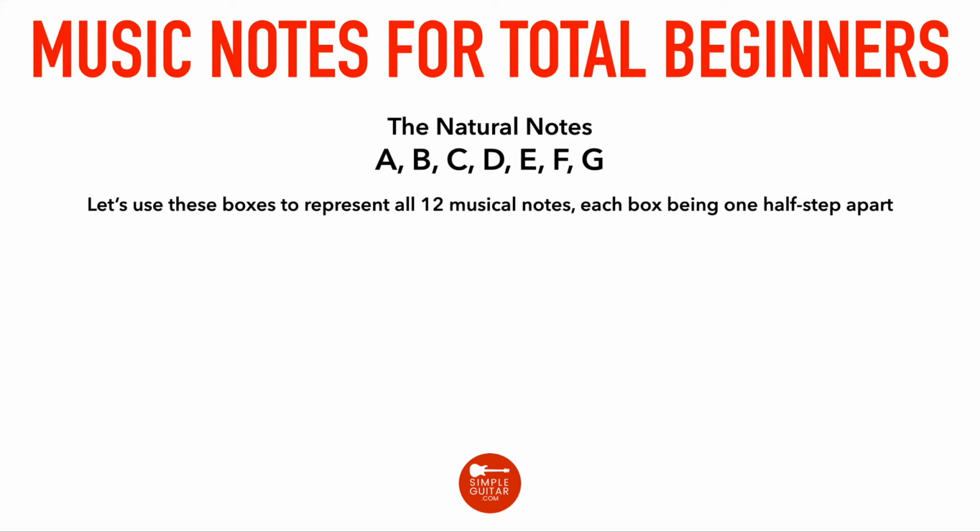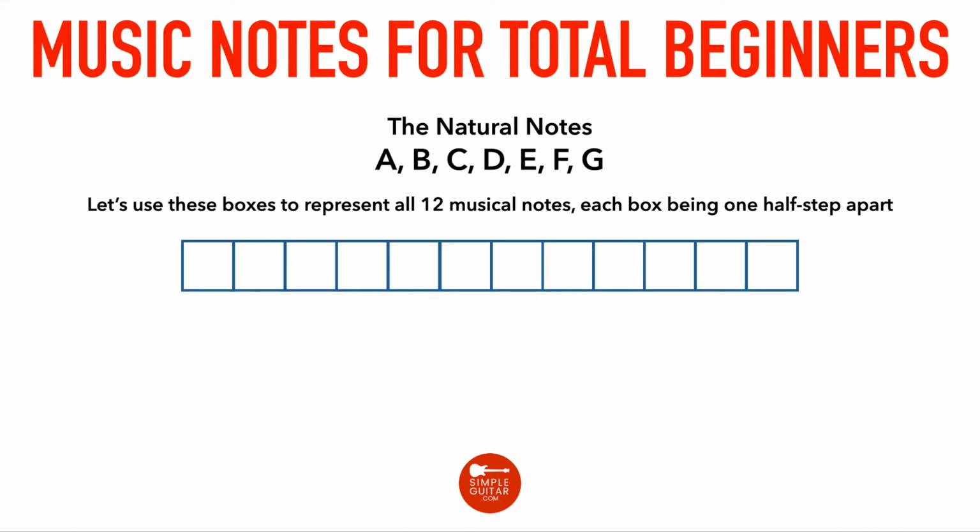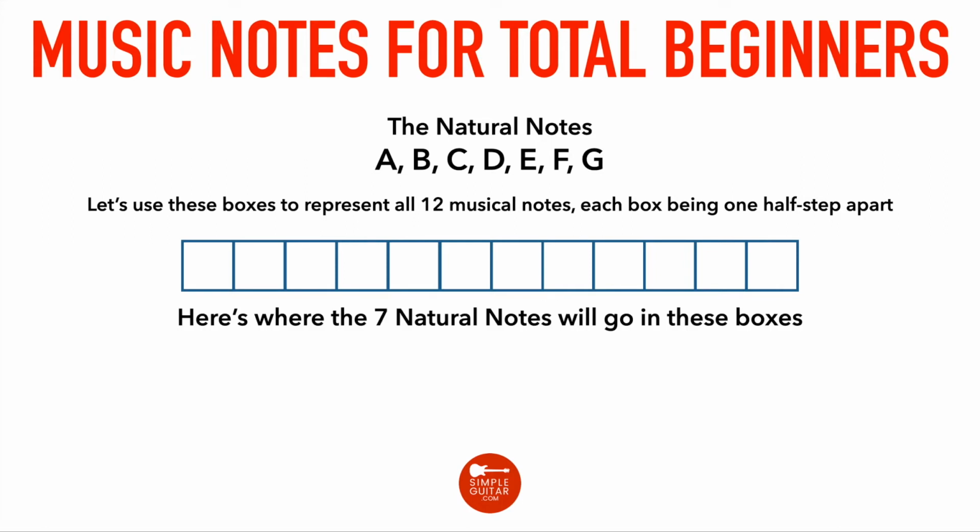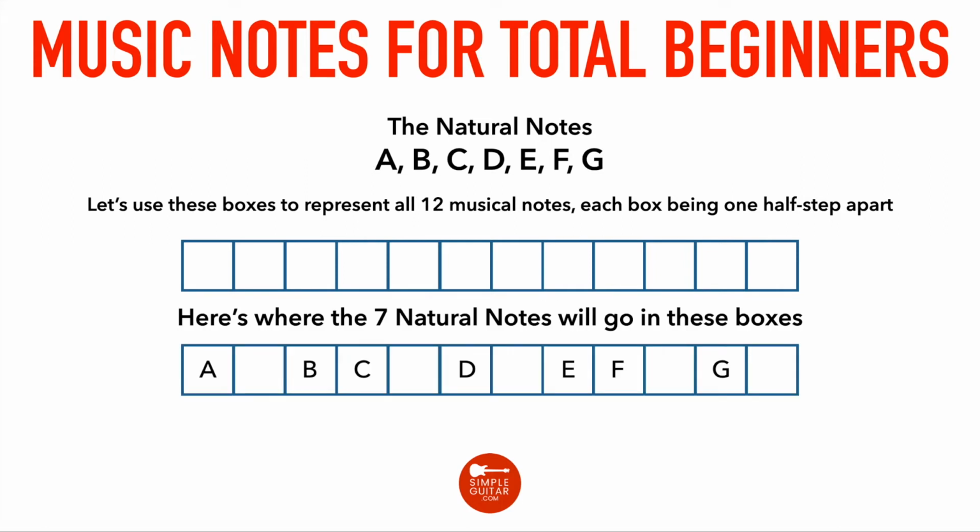So let's use these boxes right here to represent all 12 musical notes, and each box being 1/2 step apart from each other. Okay, so these 7 notes will fit into these boxes, and this is where these 7 notes will go in these boxes. And these boxes will give us the order of notes. And the order of these notes, the 12 notes of music, is the same all the time. And you're going to see that as we go through this more.